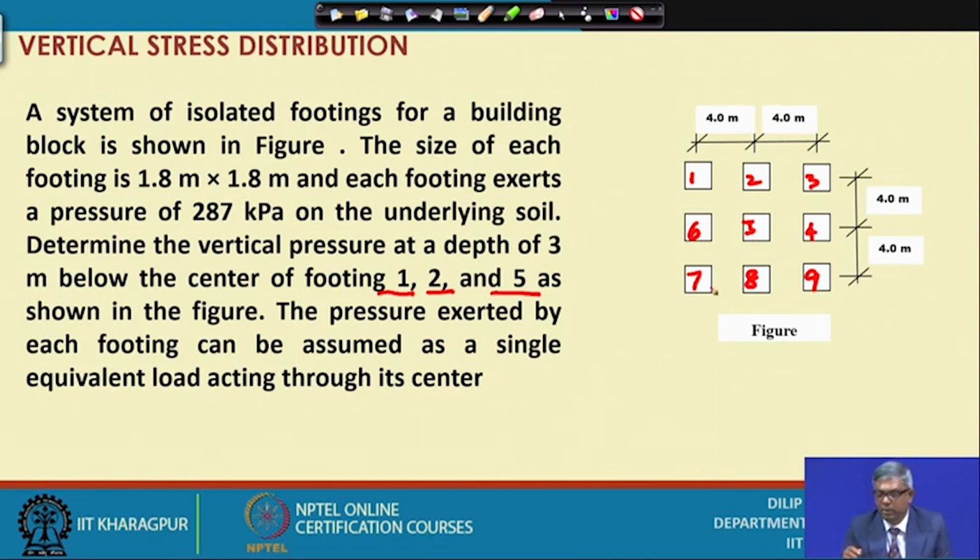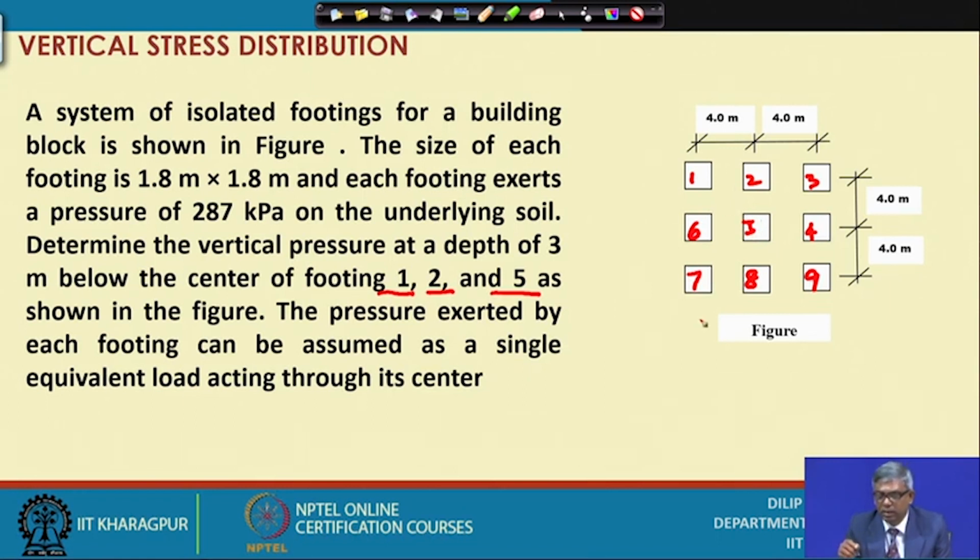So, I will show the application of footing 5. For this you can see that the footing size is 1.8 by 1.8 and the center to center distance is 4 meter. If I want to find out the pressure below footing 5, then I have to find out the effect of this footing itself, then the effect of this, this, this, all around.